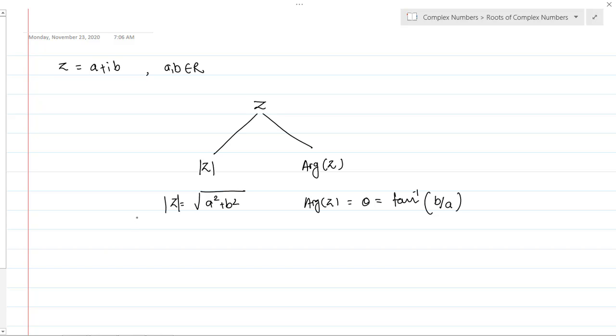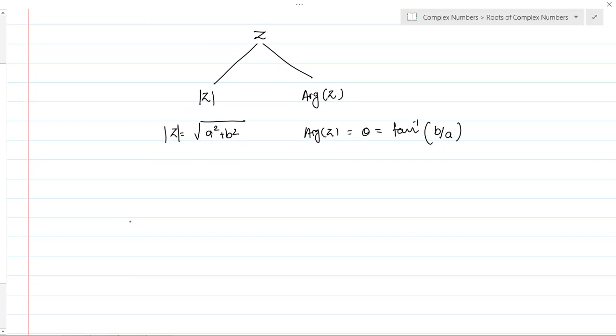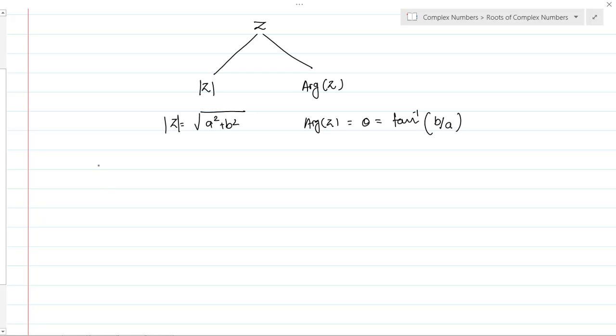After that, one more part we have seen is that the complex number can be easily represented on a complex plane, which is known as the Argand diagram. In the Argand diagram, the x-axis is the real part of z, and the y-axis is the imaginary part of z. I hope you have understood these two concepts.